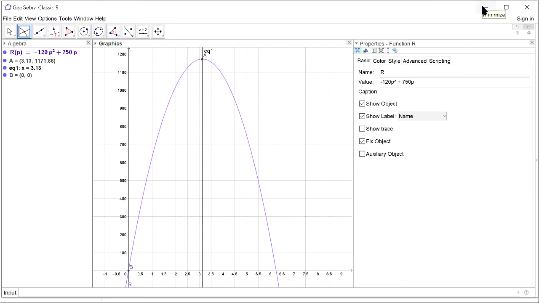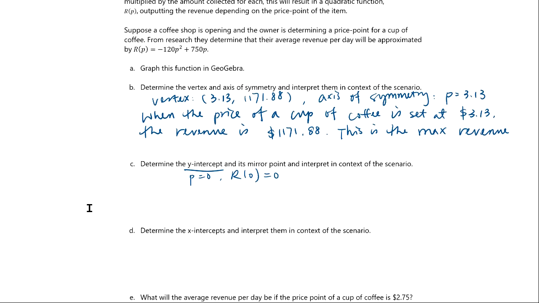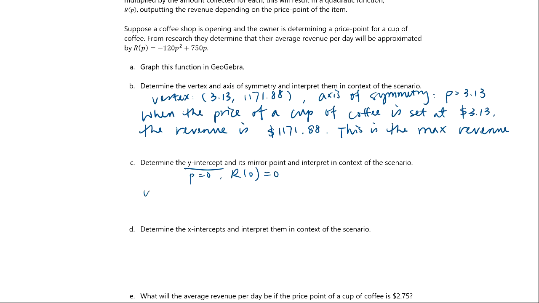And this is not a particular coincidence, because if we think about the algebraic meaning of the y-intercept, we would have plugged 0 into P, and we would have found that r of 0 is equal to 0 over here. So we can say when P equals 0, r of 0 is equal to 0. So therefore, we get the y-intercept in this case is 0, 0.